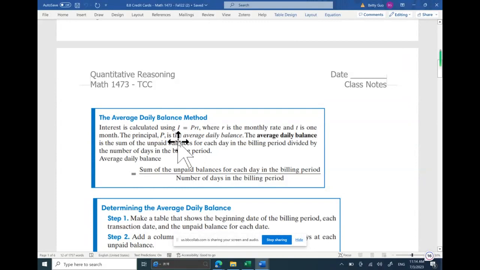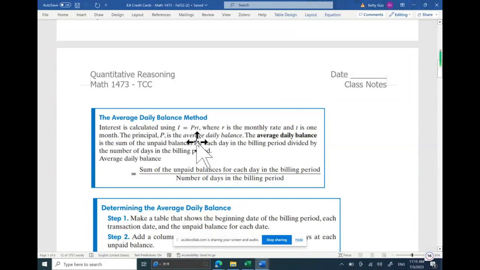So this is the formula. I equals P times R times T. I here is the interest. You might find this formula very familiar. It's the simple interest formula, right? But the variables in the formula mean different things. P here is the average daily balance. R here is not annual interest rate. Instead, R here is the monthly interest rate.